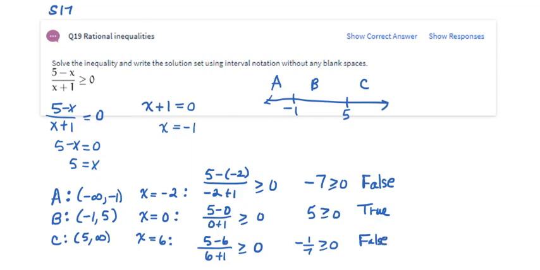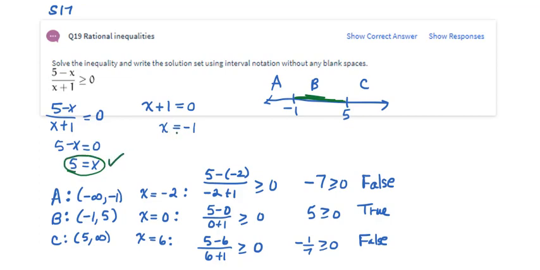So the only solutions lie in the region that tested true, which was region B, so that is between negative 1 and 5. Very important here to now think about what happens with your endpoints. Are they included or not, especially with rational inequalities? My inequality is greater than or equal to 0, which means I can include the solution that makes that equal to 0. So that whole expression is equal to 0 at 5. So this can be included.